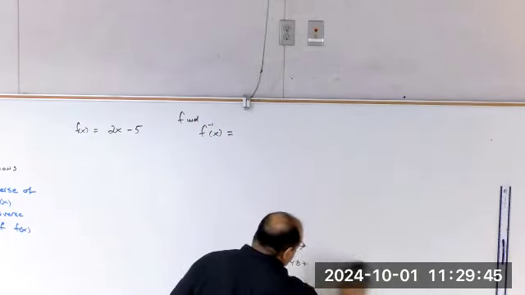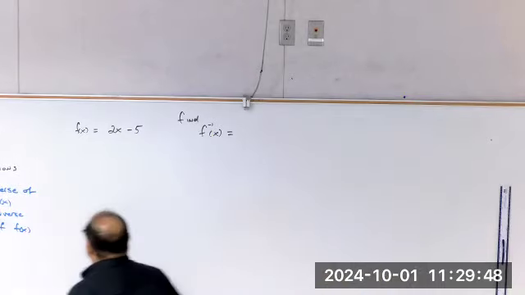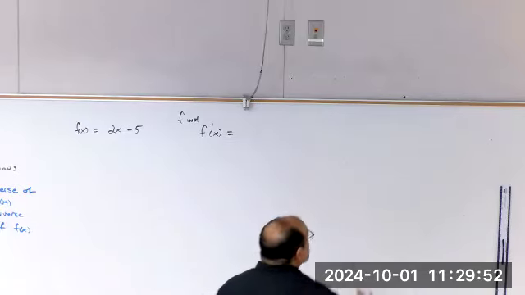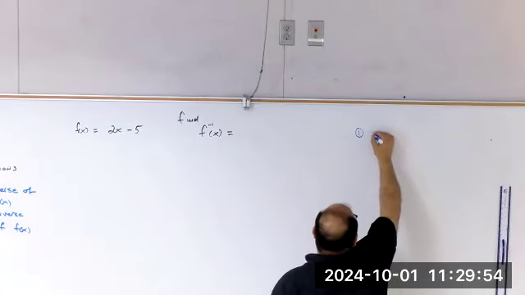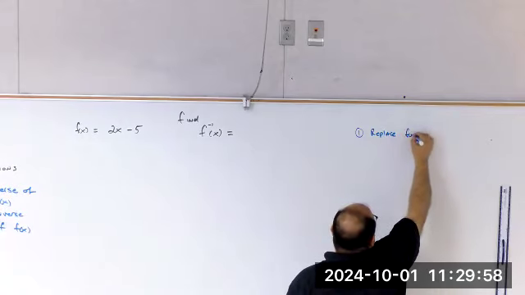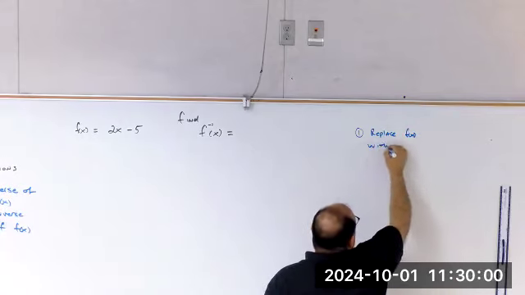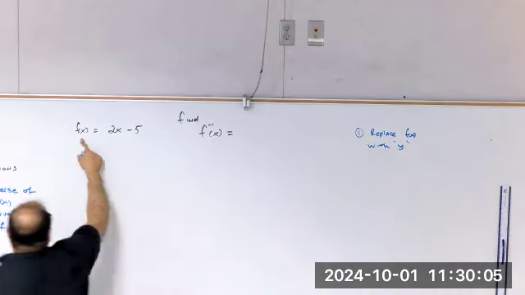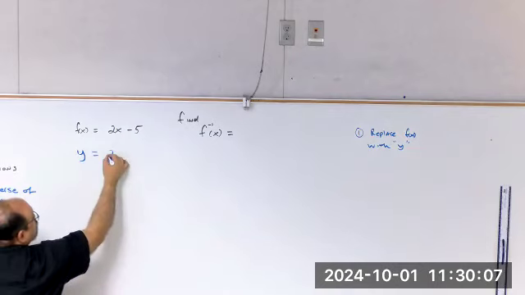So now I'm going to show you how to do them. The first step, step number 1, replace f of x with y. Just replace that function notation, change it to y. Y equals 2x minus 5.